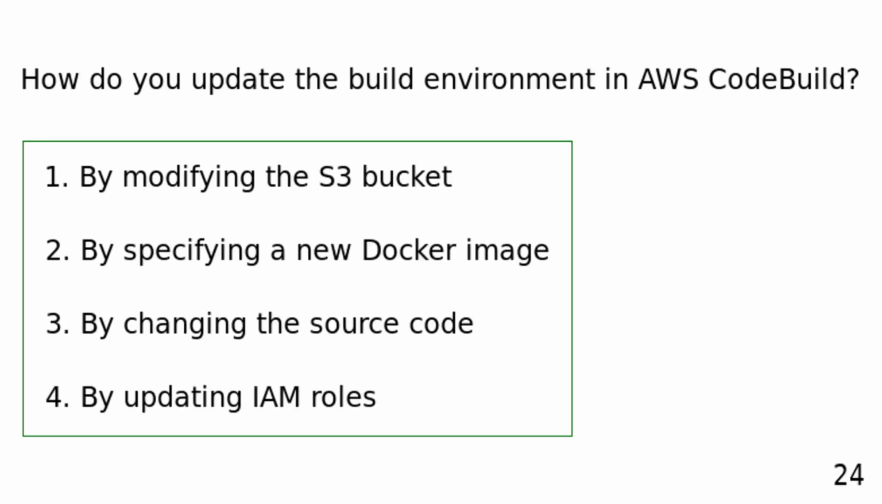How do you update the build environment in AWS CodeBuild? By modifying the S3 bucket. By specifying a new Docker image. By changing the source code. By updating IAM roles.